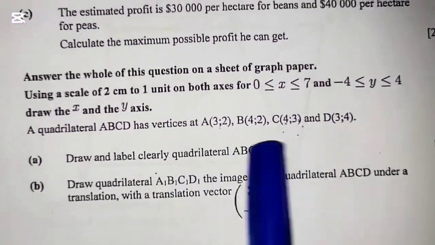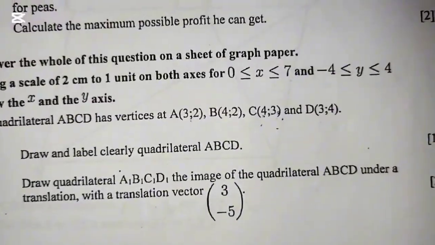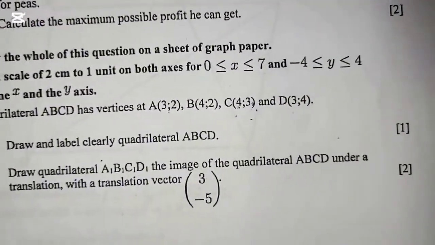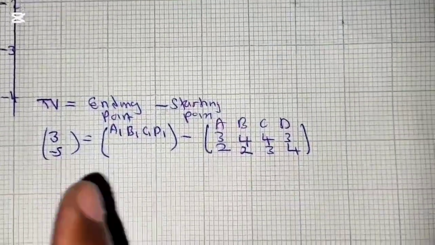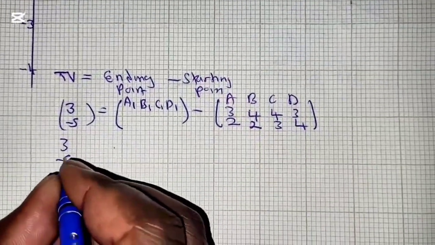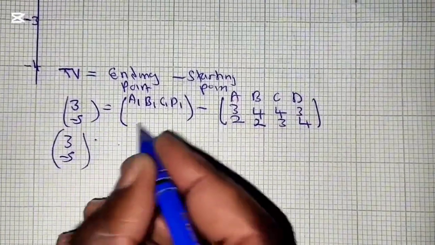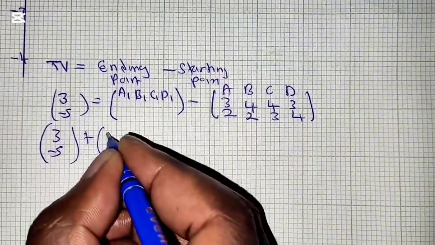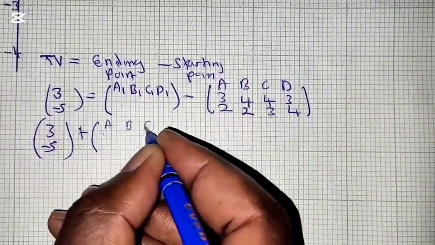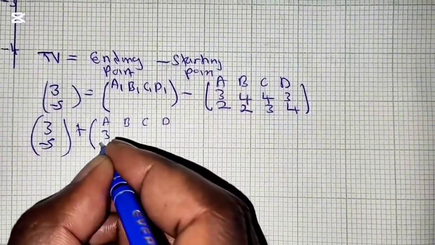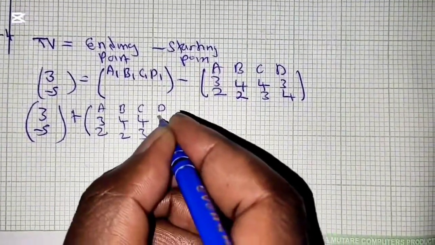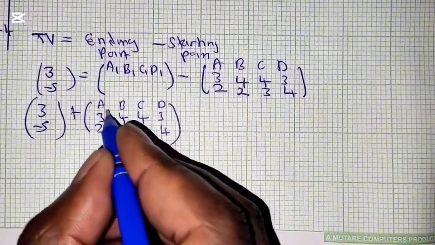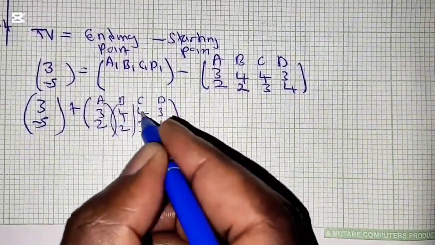So these are the coordinates of the starting point. Okay, so let's make A1, B1, C1 the subject of the formula. Let's bring all these coordinates to this side. So 3, negative 5. Okay, so it will be positive. That's A, B, C, and D. So that's 3, 2. That's 4, 2. That's 4, 3, and 3, 4. Okay, so we're going to add.